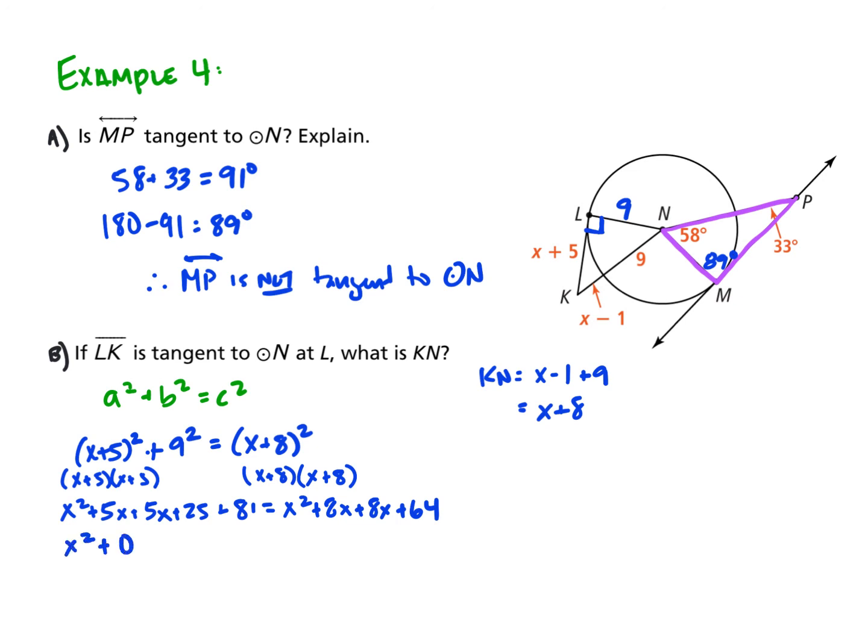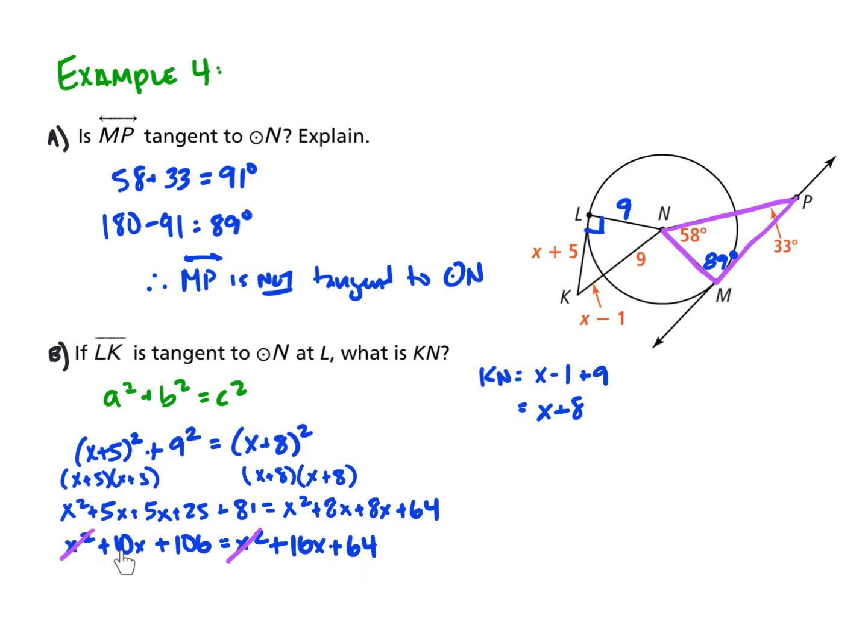x squared plus 10x plus 106 equals x squared plus 16x plus 64. And then I might notice that I have an x squared on the left and I have an x squared on the right. So essentially those are going to cancel each other out. So I'm just going to cross them out because if I subtract an x squared from each side, they'll both be gone. And that leaves me now with 10x plus 106 equals 16x plus 64.